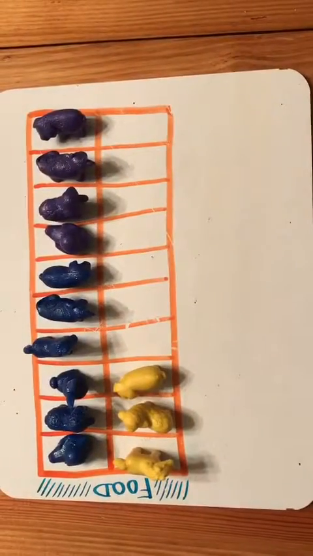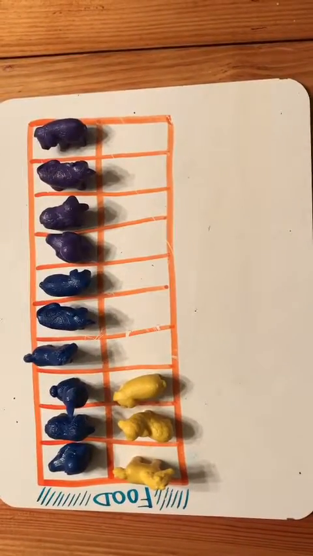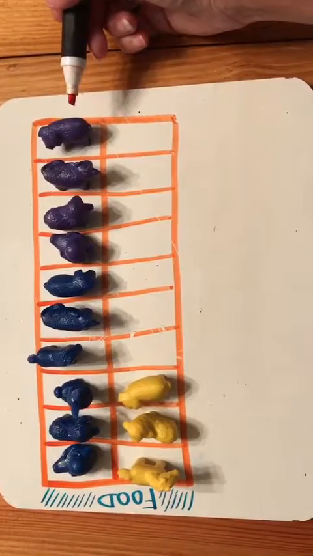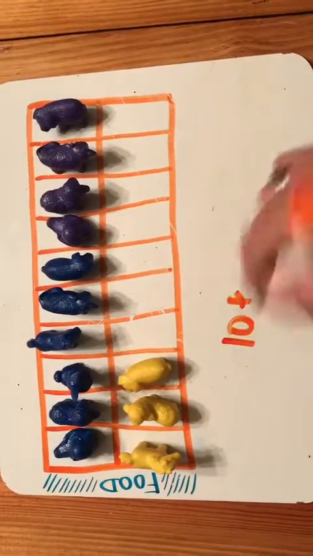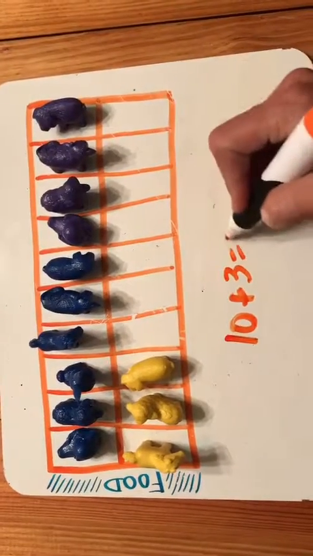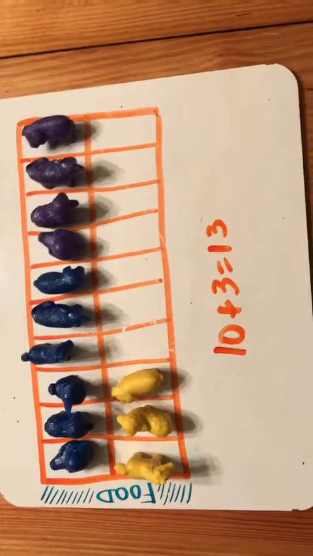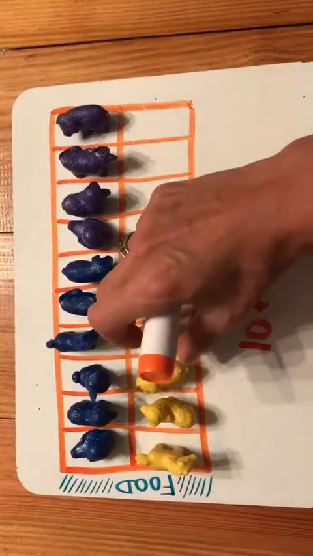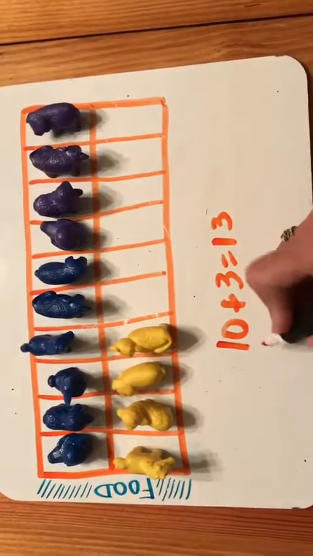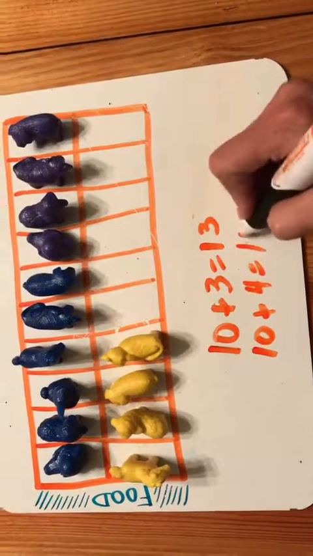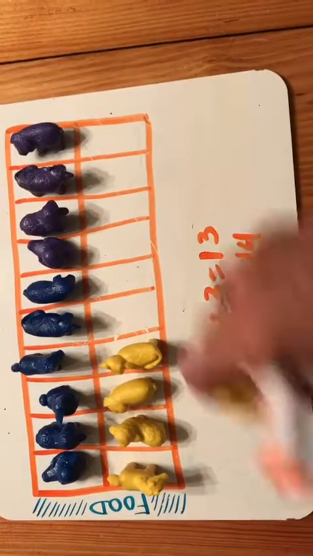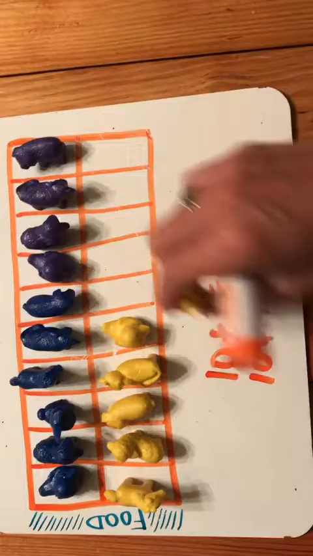For those students who need a greater challenge, you can begin focusing on how there are 10 at the top plus 3 at the bottom. So 10 plus 3 equals 13. Then they can notice that by adding another one, it's 10 plus 4 equals 14. And very quickly they should start to realize that there is a pattern.